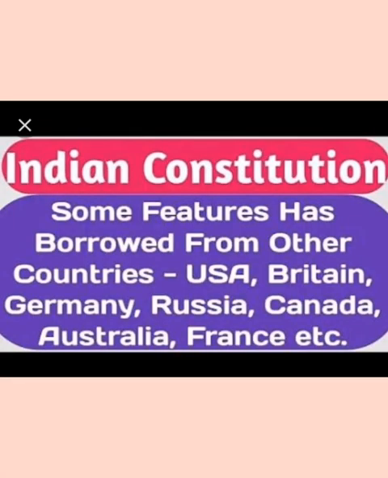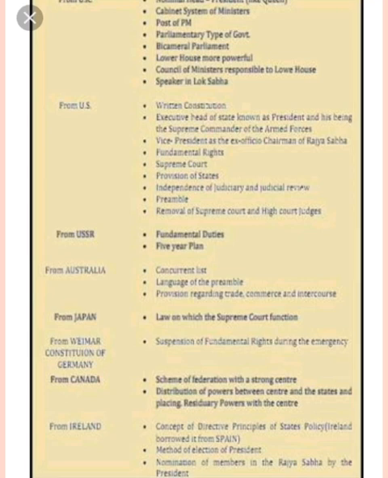Our Constitution has picked up some features from the constitutions of other countries. The preamble is taken from the Constitution of USA. Some other countries are Britain, Ireland, Canada, and Australia, which has affected our making.